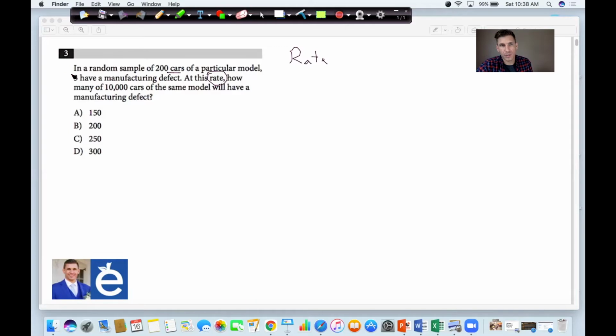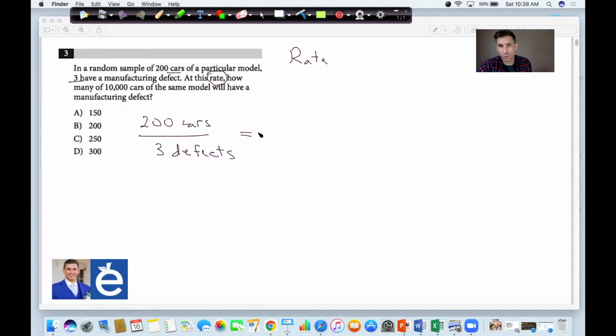And you want to notice the units. It says in a random sample of 200 cars of a particular model, three have a defect. So out of 200 cars, there will be three with defects. So these are going to go together. These essentially equal each other in terms of that rate. Per 200 cars, you have three defects, or three defects per 200 cars. Either way, they can be over each other. It doesn't make any bit of difference.